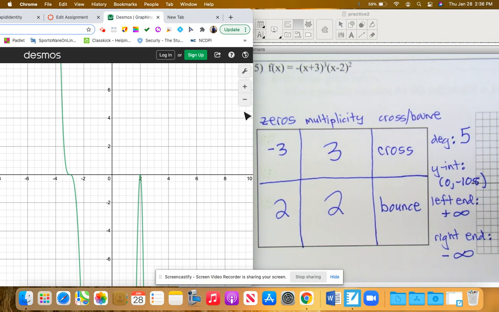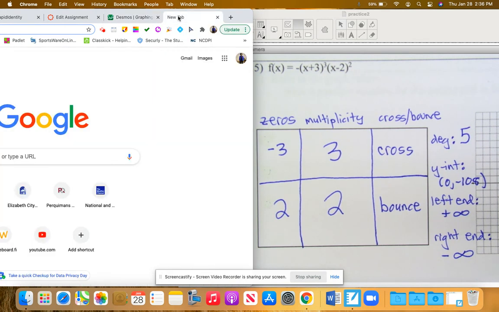So not too many calculations here. You're just looking at your function and trying to identify if it's going to cross or bounce at the x-axis, and then trying to identify what the multiplicity is. So now you are all ready to go do your Canvas assignment for today.